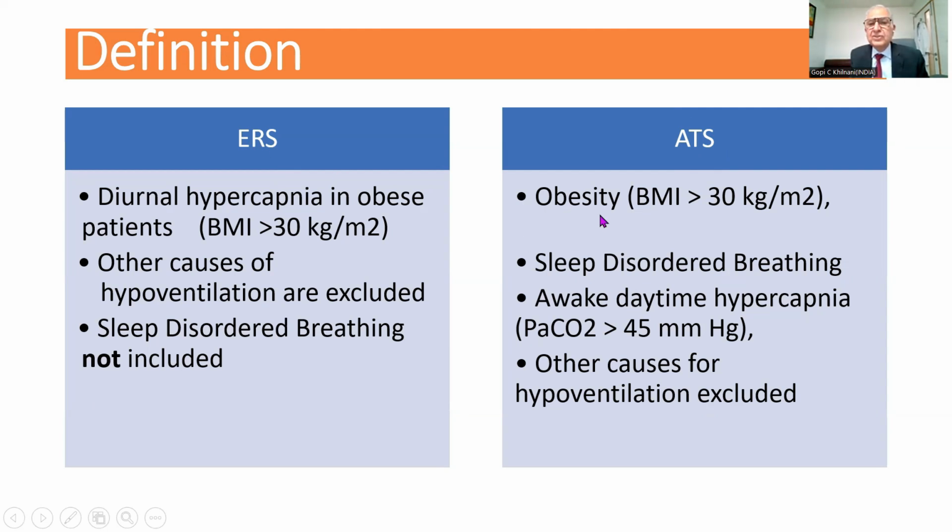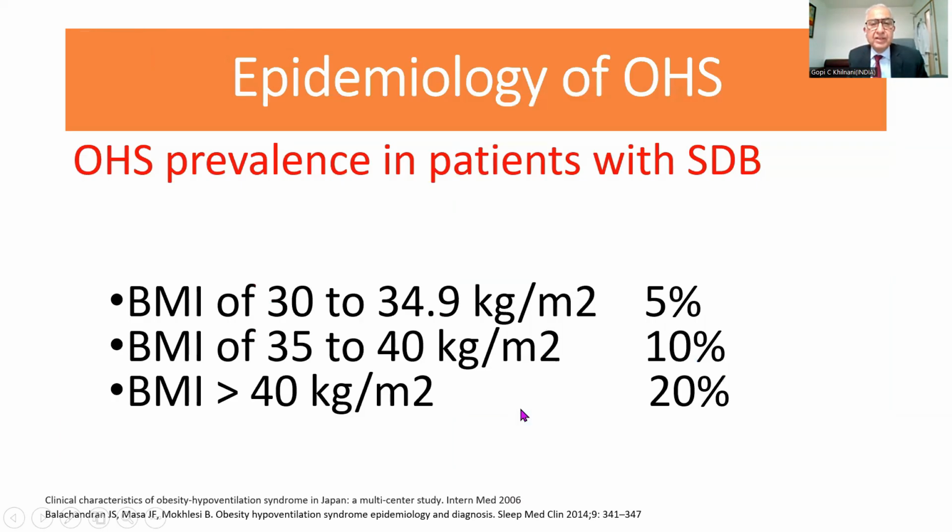So the ERS, the American Thoracic Society and the European Society have given a definition. So both are actually the same: obesity, sleep disordered breathing, and daytime CO2 more than 45, where you rule out other causes.